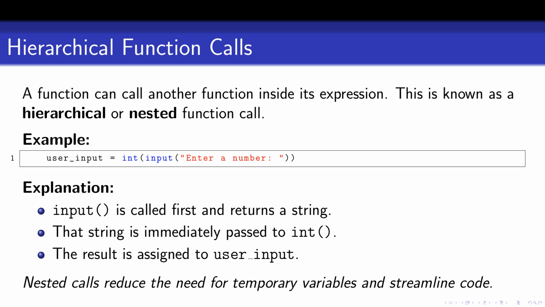Using hierarchical calls like this helps streamline your code by reducing the need for intermediate variables. Instead of writing separate lines to capture and convert input, you can nest the logic into a single expression. This not only makes your code shorter, it often makes it easier to read and reason about, especially when the operation is logically one cohesive step.